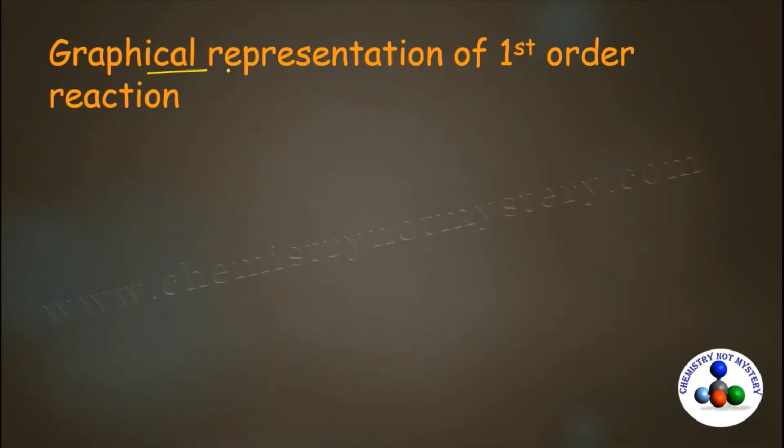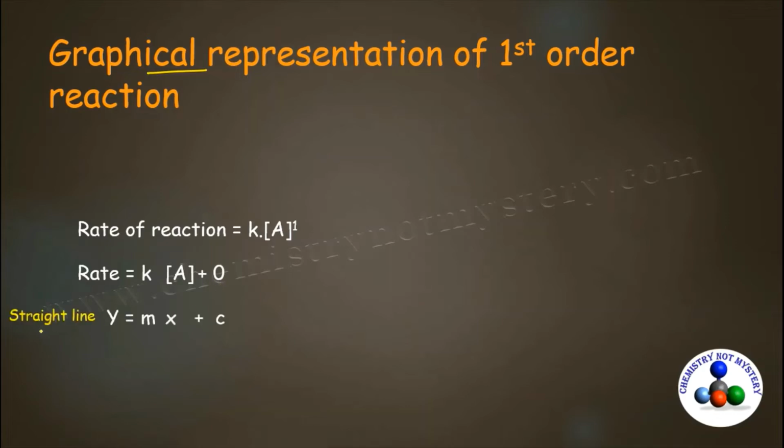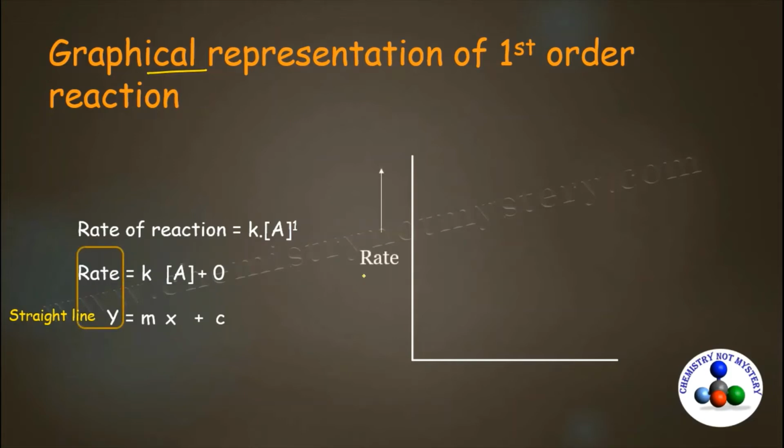Now come to the graphical representation of first order reaction. We have the equation rate of reaction is equal to rate constant multiplied by the reactant concentration raised to the power 1. We can rewrite this equation as rate is equal to k into reactant concentration plus 0, so that we can compare this equation with the straight line equation, that is y is equal to mx plus c. So when you compare first order reaction with the straight line equation, y can be compared with the rate, so that we can plot rate on the y axis, and x can be compared with the concentration of reactant. So here we have plotted reactant concentration At on the x axis.